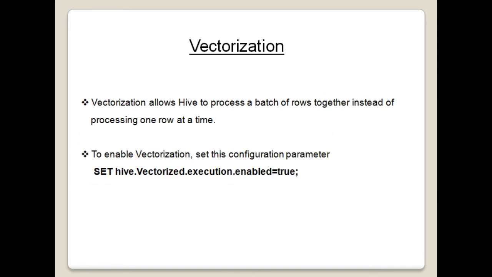Next is vectorization. So friends, we all know when we work with Hive, we are dealing with the rows one by one, but vectorization allows Hive to process a batch of rows together instead of processing them one row at a time. So instead of running one row at a time, I am processing a bunch of rows at a time. This will increase my performance quite well. To set the Hive vectorization property, we have to call set hive.vectorized.execution.enabled equal to true.